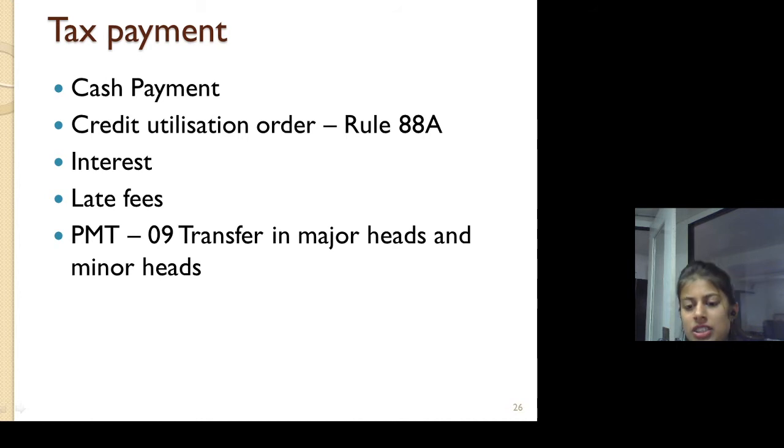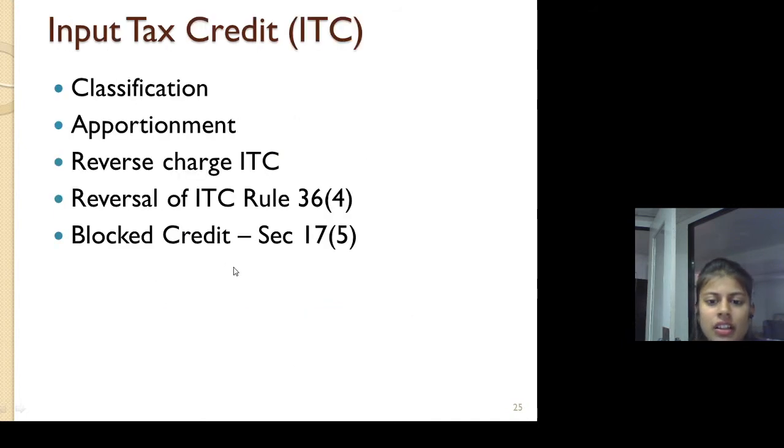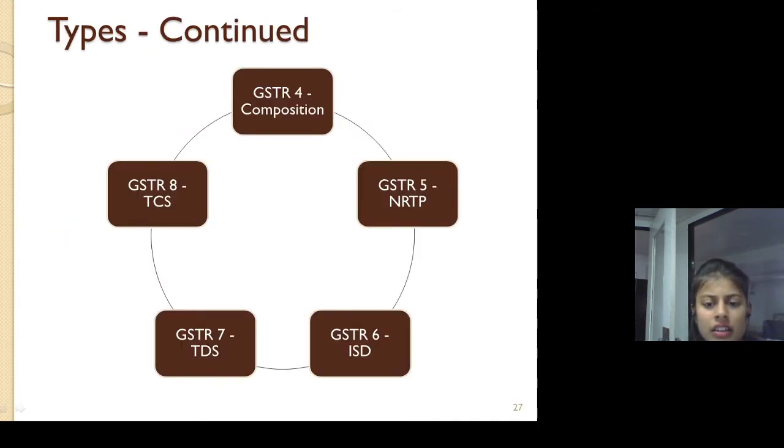If you have to transfer it to SGST, then that you can definitely do through PMT09. After this, we are taking some regular types of returns. I'll give just a briefing of what the types of returns are.